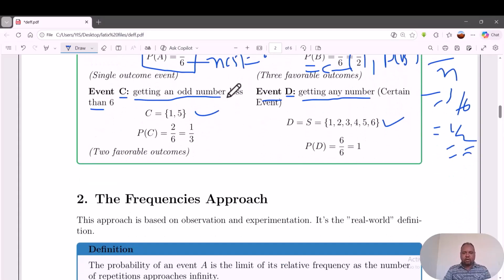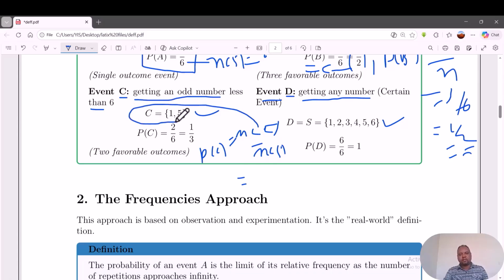Similarly, getting an odd number less than 6 is nothing but the probability of C, which is n(C) over n(S). How many favorable outcomes are in C? In C, there are 2. And the sample space has 6, so the probability is 1 over 3.